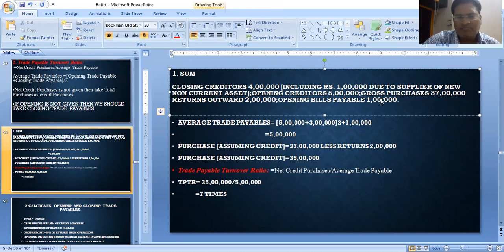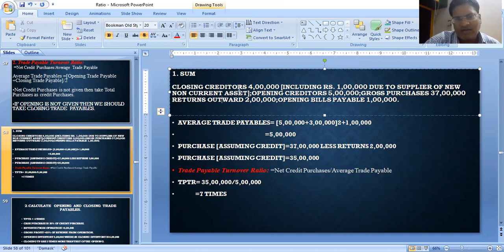And opening bills payable is 1 lakh. So we see that for opening, two items are there: one is creditors opening and one is bills payable opening. So we can do 5 plus 1, 6, and 3 lakhs is the closing of creditors. So 6 plus 3, 9. 9 divided by 2. But we will not do it that way.